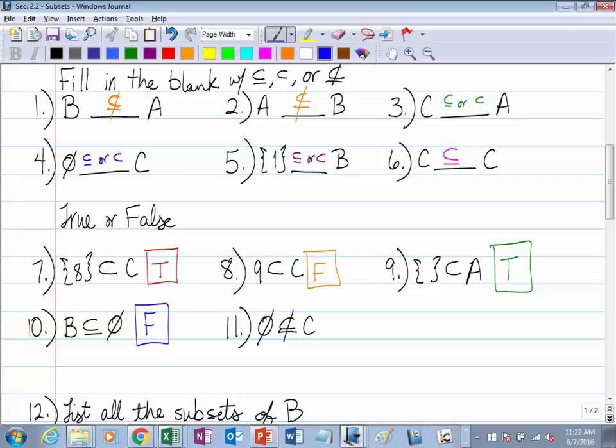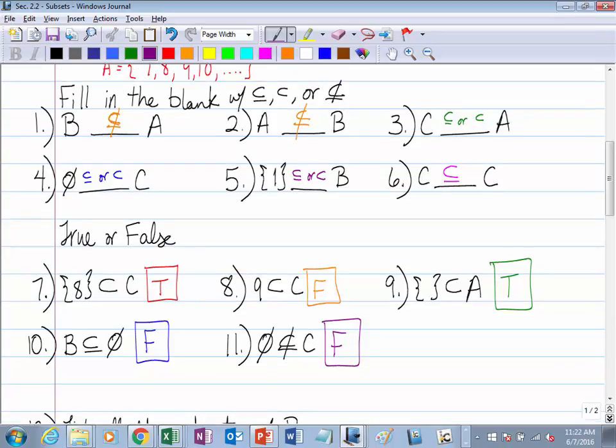And then number 11 says the empty set is not a subset of C. That is false because the empty set is a subset of C. It's a subset of every other set. All right. Any questions about that?